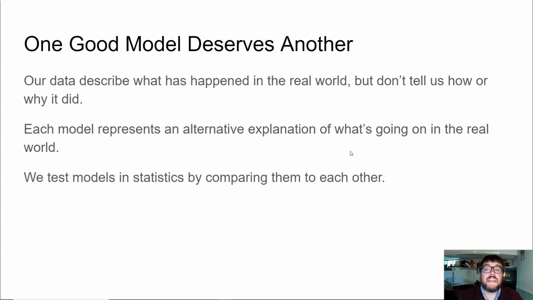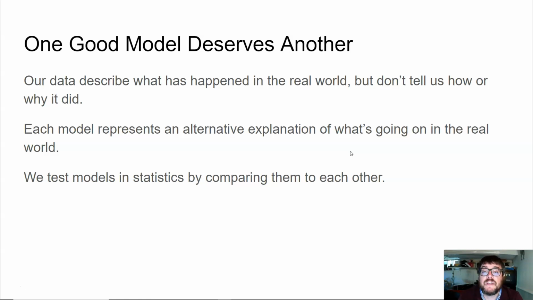So when we have data, that's telling us what happened in the real world, but it doesn't tell us how it happened or why it did. Data are a pattern that we can observe. A data set is a pattern that we have observed, but the process that created that pattern, the system in which that pattern appears, is not something that we see directly in the data. It's something that we have to infer from the data. And the things that we use to do those inferences are models.